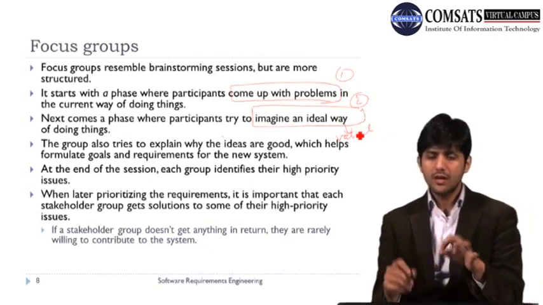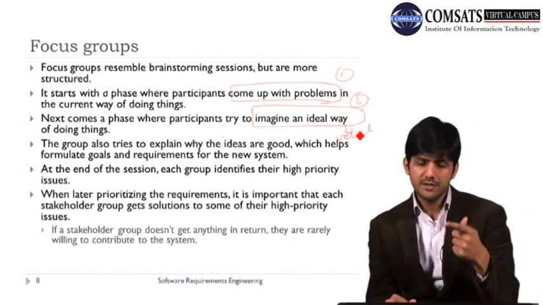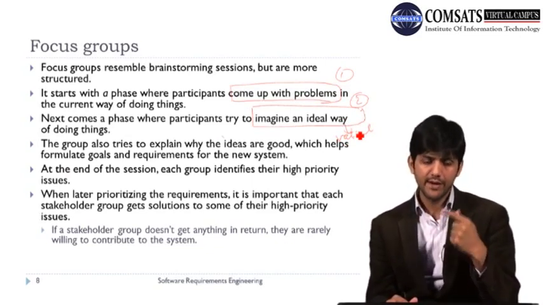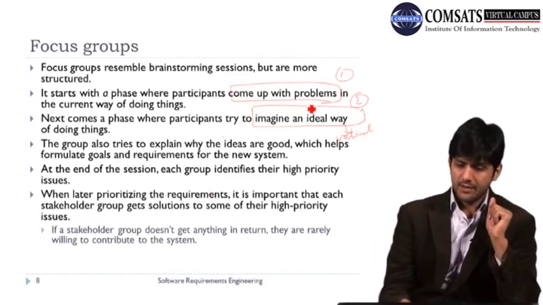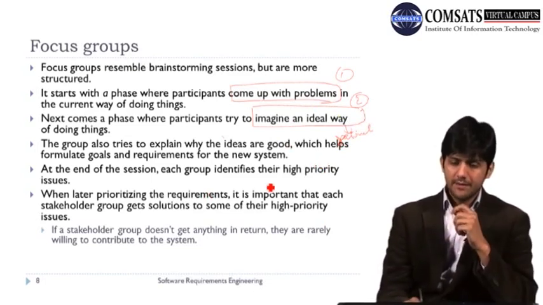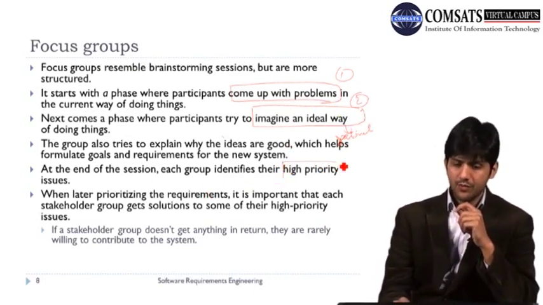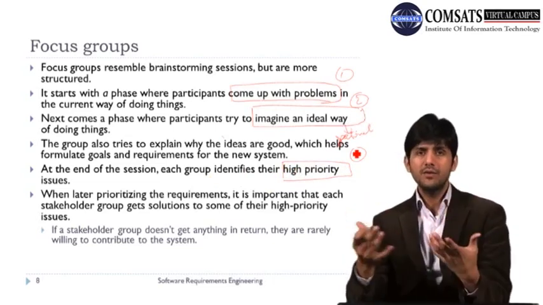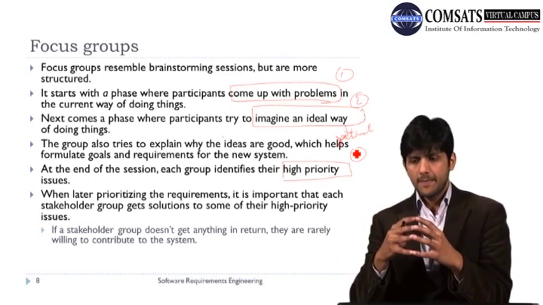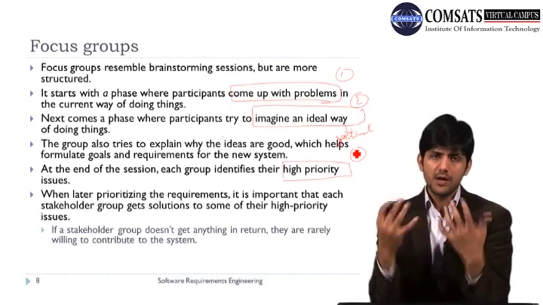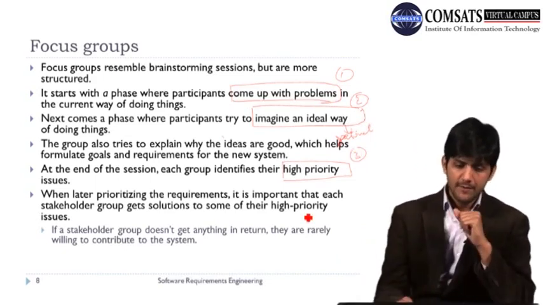Why do they think that the ideal way they have suggested is good, or why it would work, and this rationale is actually important when we are finalizing requirements for a new solution. And at the end of this session, each group would prioritize those. So there are three things. Number one, they come up with the problems, then they tell us what, according to them, is the ideal way of doing it, and then they try to give a rationale of their ideal way. Why do they think that this is the ideal way of doing it? Then they try to prioritize those issues as well.